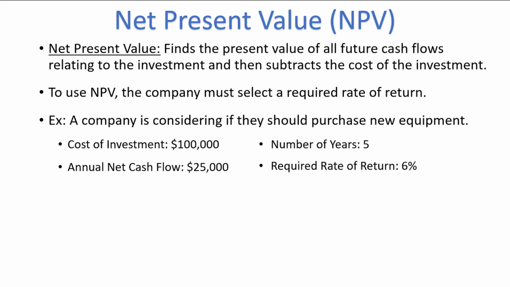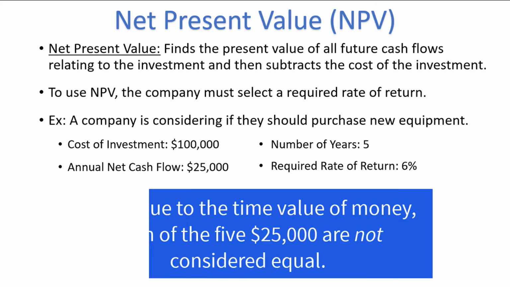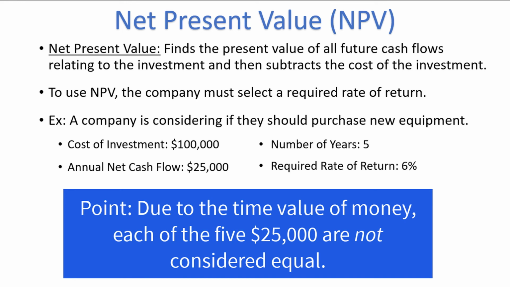Cash flows in later years, such as in years 4 or 5, are considered less valuable than cash flows in earlier years, such as in years 1, 2, or 3. Net present value converts all future cash flows into a dollar amount in today's dollars, so we must convert each of the 5 $25,000 cash flows into a present value that takes into consideration that the later year cash flows aren't as valuable as the earlier cash flows.